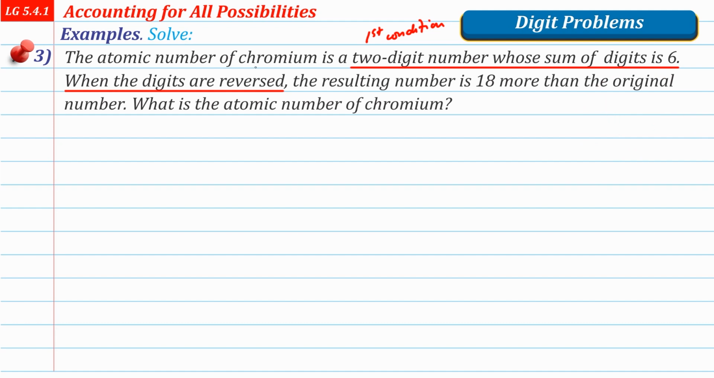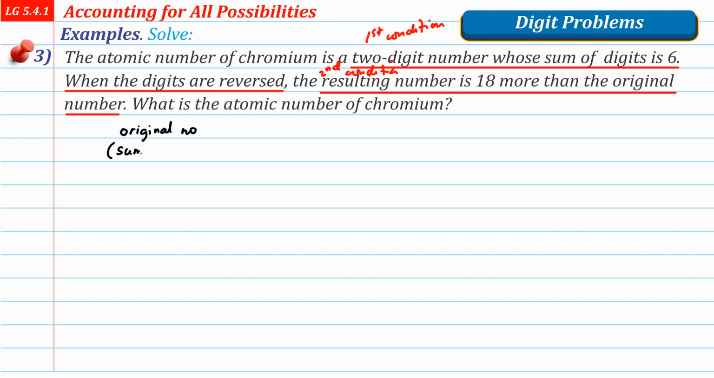So, according to this, if the digits are reversed, the resulting number is 18 more than the original number. The resulting number, yung result daw, is 18 more than the original. Ano ba yung original number na yun? Yun yung 2-digit number. So, pag pinag-flip mo, reverse mo, yung result mo is 18 more than the original. Sige. Ito po ang pwede nating gawing second condition.